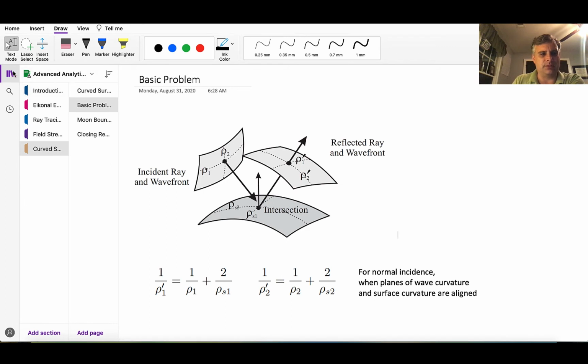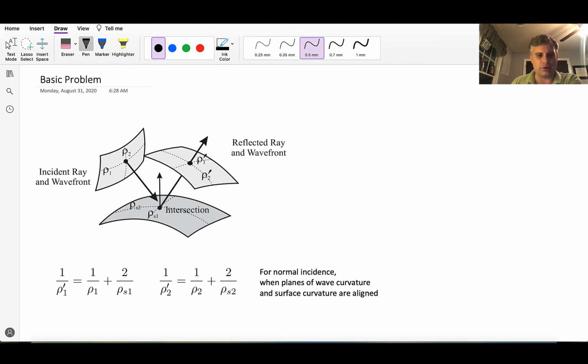So here's our basic problem. We're going to have a curved surface, and in 2 dimensions this is going to have 2 different radii of curvature. Remember, we defined Gaussian curvature in a previous lecture. You take 2 principal directions that are orthogonal to one another, 2 principal planes, and measure the radius of curvature. The Gaussian curvature is 1 over the product of those radii. And we know that a wavefront also has a curvature.